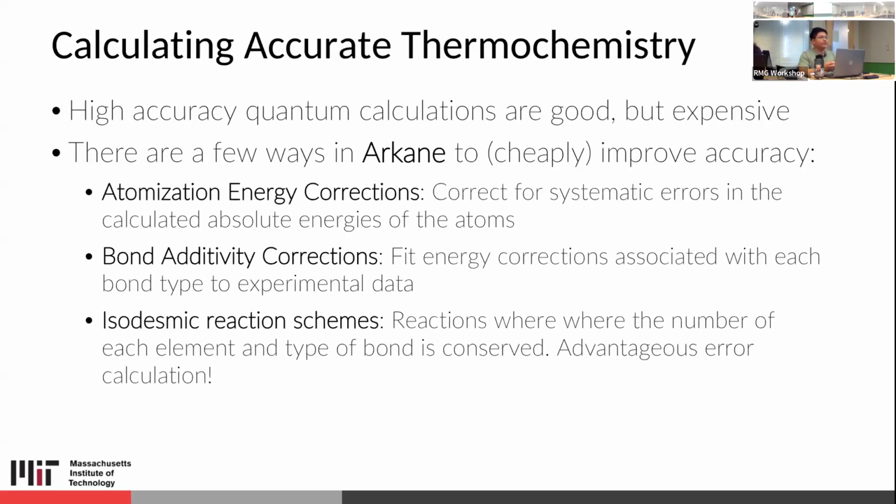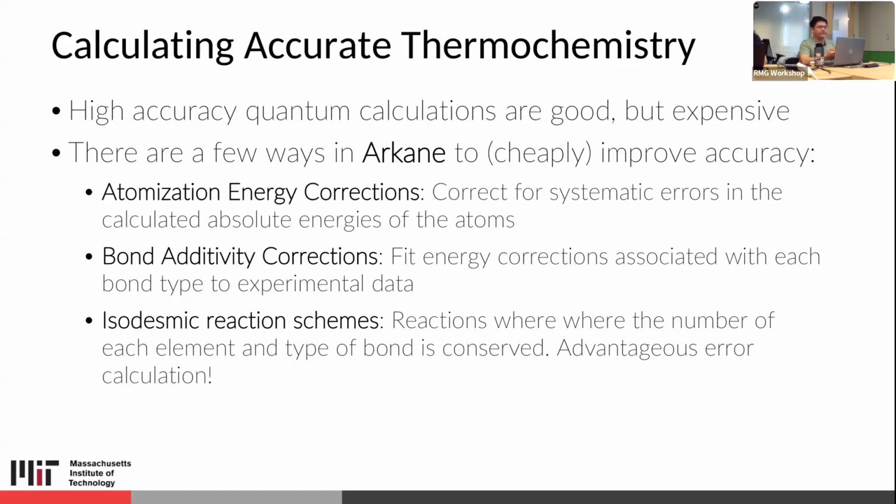Some other things, if you want to get high accuracy thermochemistry, quantum calculations are good, but really high accuracy methods are expensive. And so we really want to get the most value that we can from our calculations without having to go to as expensive a method as possible. So we have a few ways in Arkane that can allow you to improve your accuracy fairly cheaply.